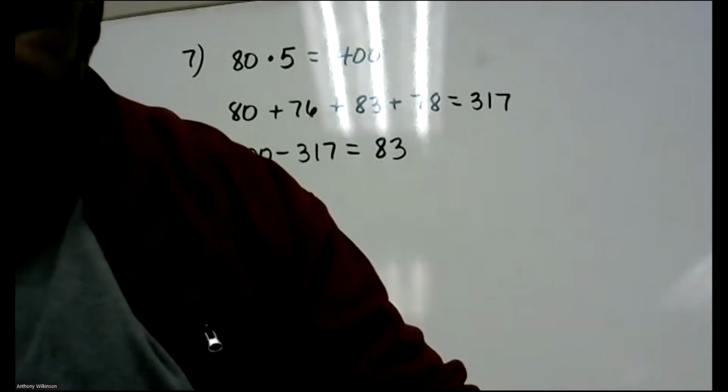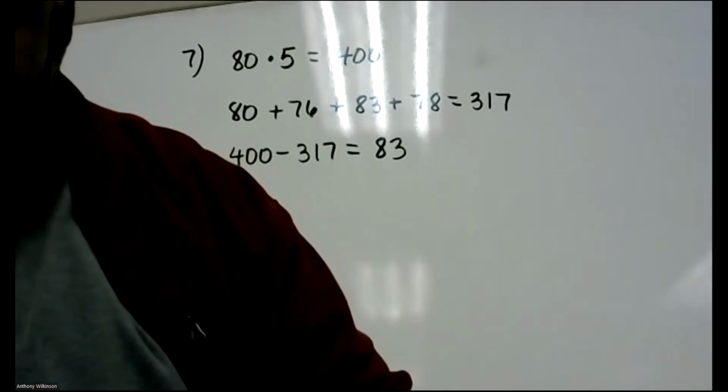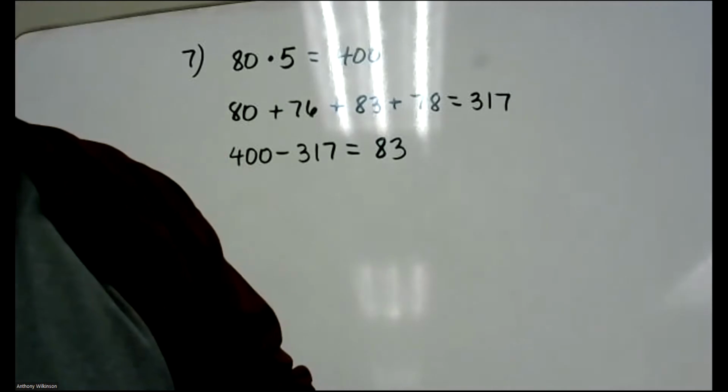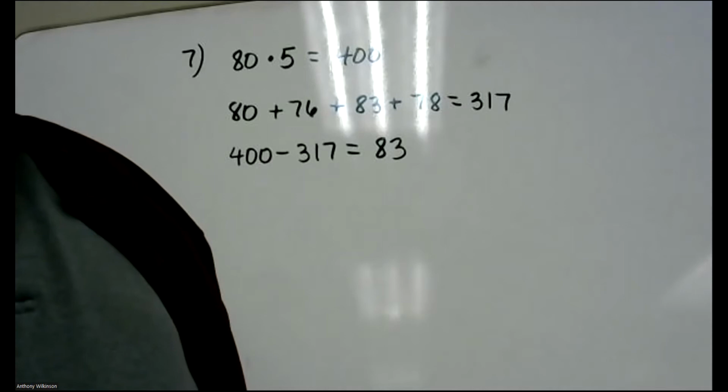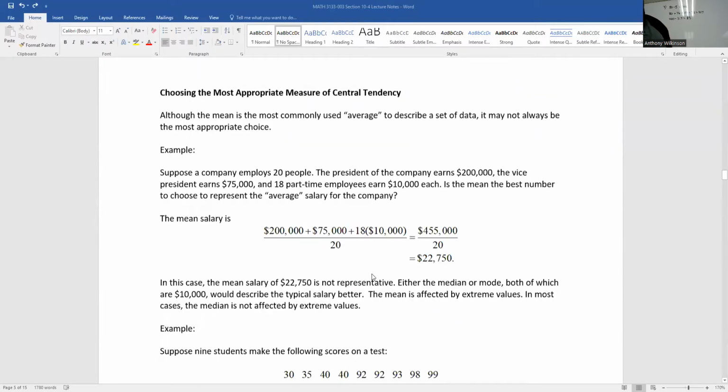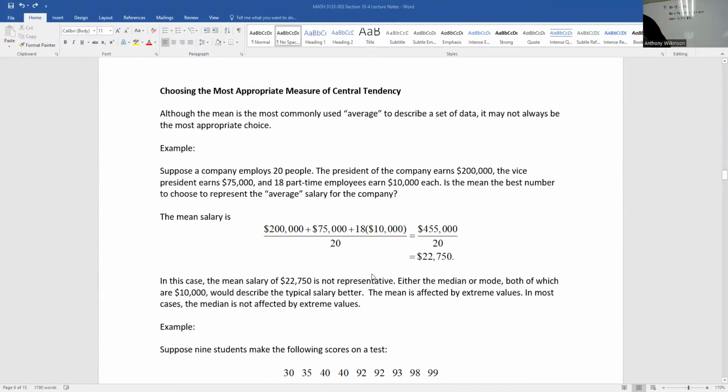All right, any questions about finding the mean, median, and mode for a data set? Okay. All right, so that's the measures of central tendency. Now let's look at how to choose the most appropriate measure of central tendency. Okay, now the mean is most commonly used as the average to describe a set of data. However, it might not always be an appropriate choice. And these are just some examples that I found.